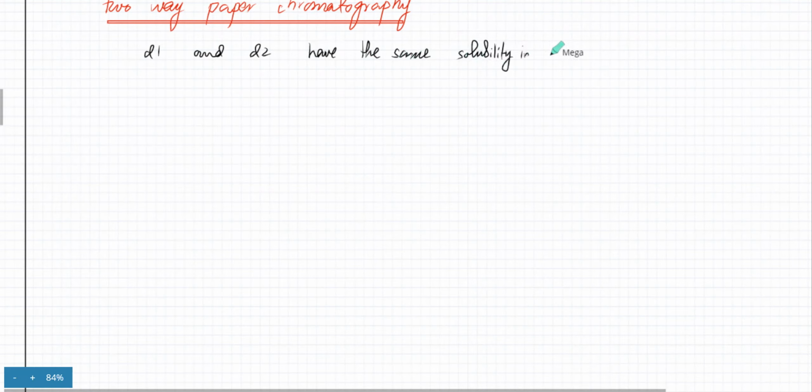Let's say solvent 1 is hexane. Anyways, so the point is, dye 1 and dye 2 have the same solubility in hexane. Now the problem is, the dyes are not going to separate using solvent 1, and that is quite possible. If the solvent that you're using, the dyes might have the same solubility and they're not going to separate.